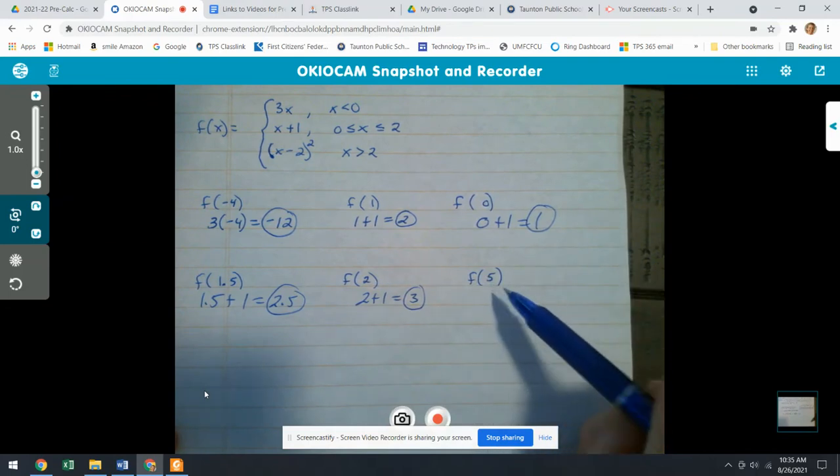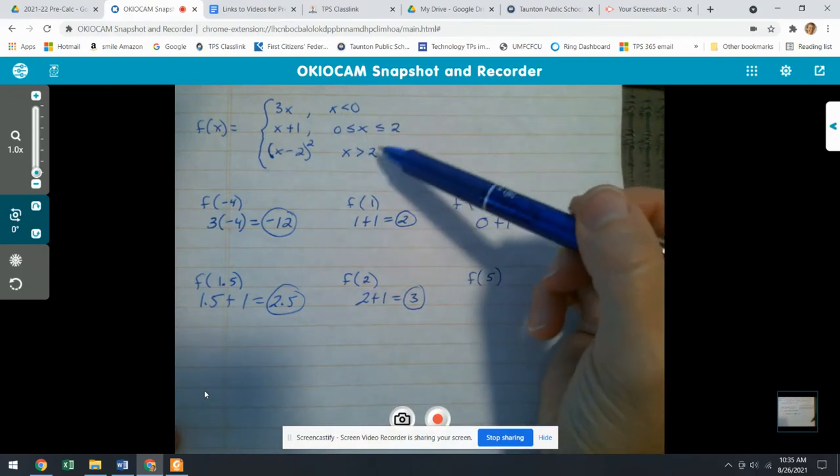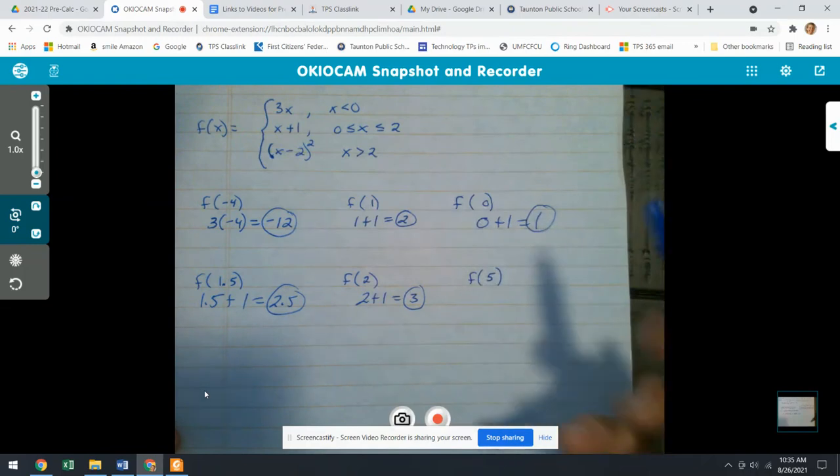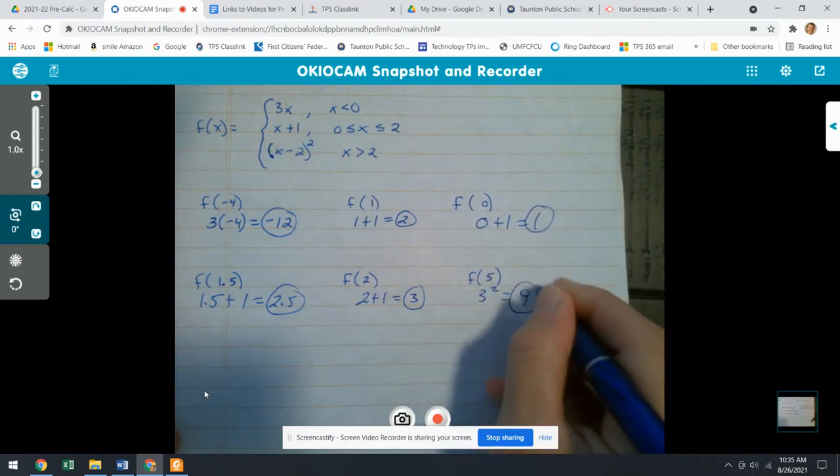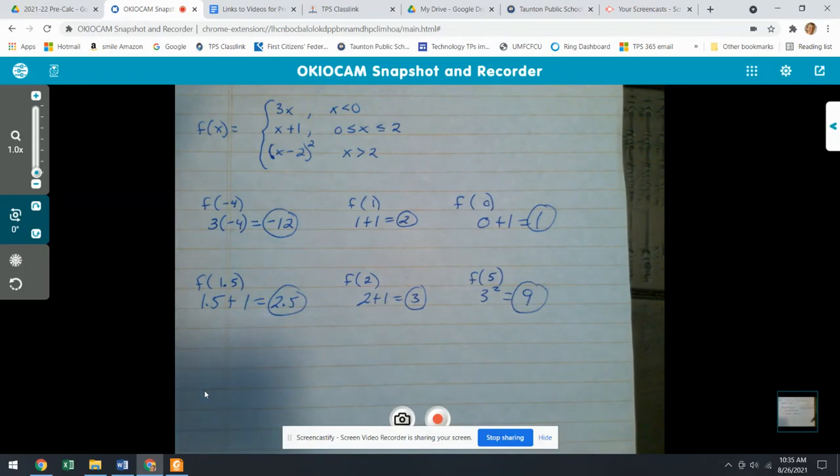F of 5, so where does that fall in? 5 is bigger than 2, so we're going to do 5 minus 2, which is 3, and square that, so you end up getting 9. So that's how you evaluate a piecewise function.